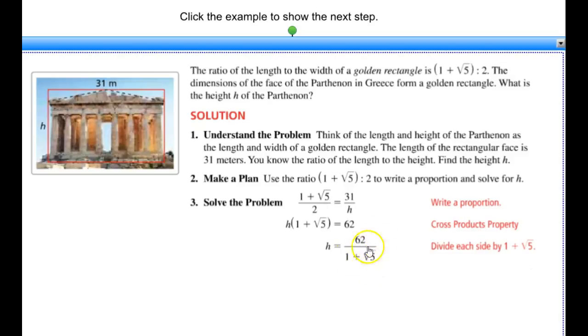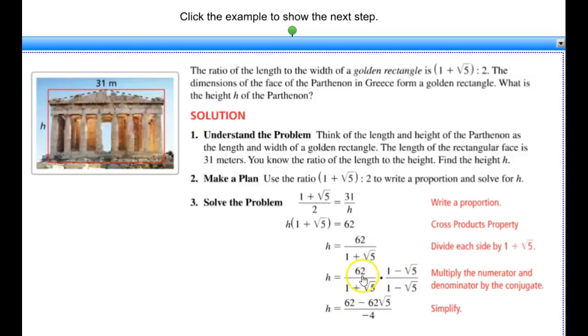Well, now I see I have a radical in my denominator again, so I'm going to have to use the conjugate here, which would be 1 minus the square root of 5. So I multiply both the numerator and the denominator by that conjugate. Then I can simplify. So now I'm going to have 62 times 1 and 62 times a negative square root of 5, which is where I get this numerator. And remember, when I'm dealing with the denominator, I have this 1 squared minus this second term squared. And the square root of 5 squared is going to be 5. So I'm going to end up with 1 minus 5, which gives me this negative 4.